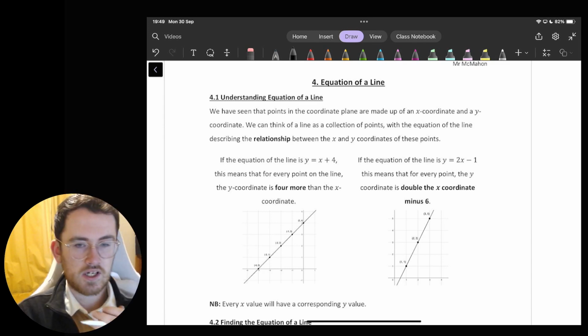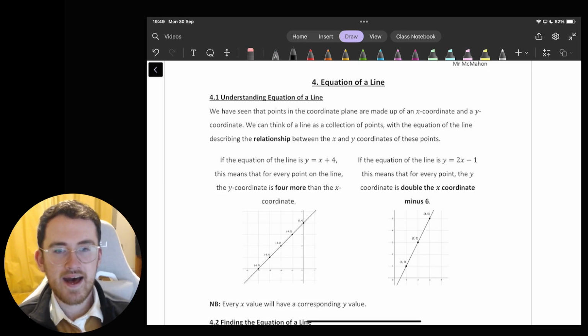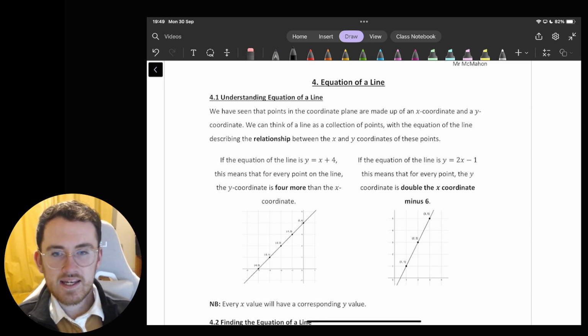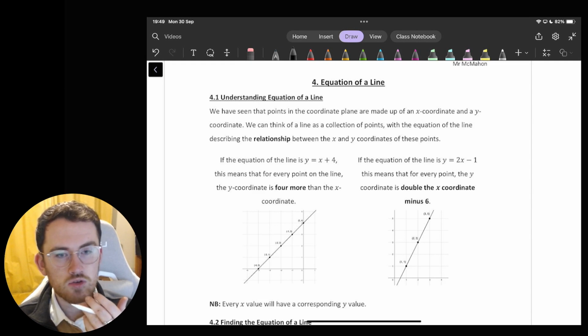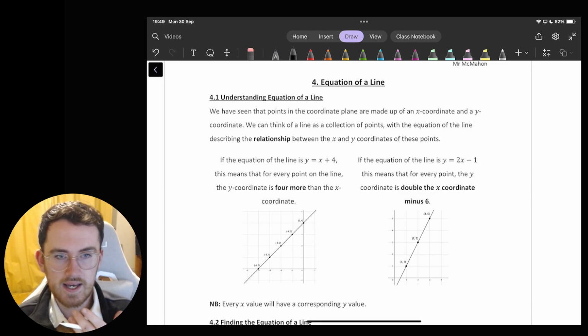So what we want to look at first of all is how does this apply to a line, and understanding that equation of a line. We've looked at coordinate planes, or you're familiar with a coordinate plane having an x and a y part, so any point on the plane has an x coordinate and a y coordinate, and a line is a collection of these points. Okay, so a collection of points that have an x and a y coordinate, and there has to be some sort of relationship between those coordinates for a point to fall on a line.